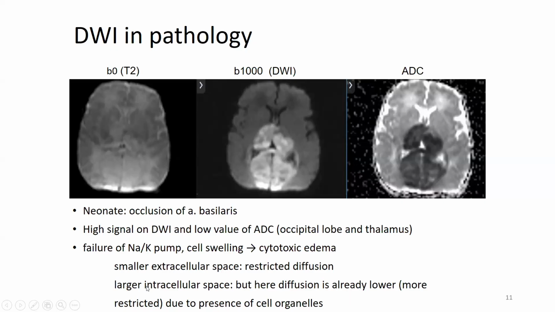You can argue that the intracellular space also becomes larger because the cells are swollen, but here the diffusion is already much lower because we do have cell organelles and all this stuff. So typically what we see in images is signal of the extracellular space or of the CSF, and the extracellular space is completely reduced in this case. That's why we see this.